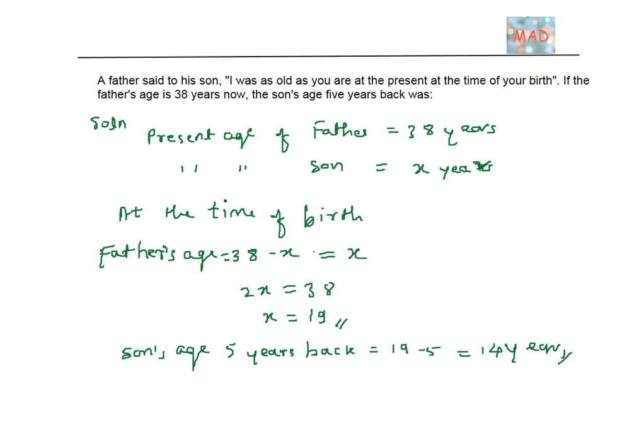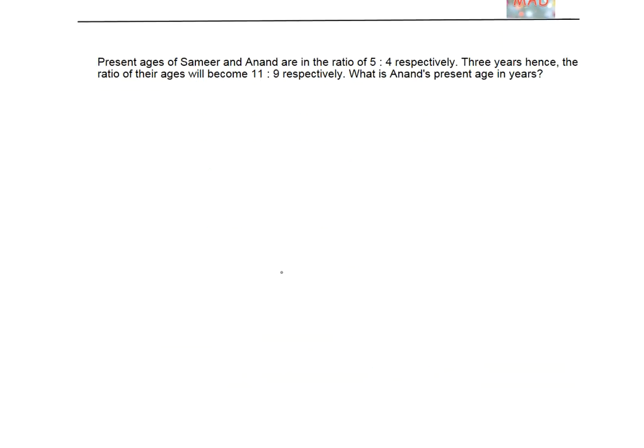Now we will go to the next question here. The present ages of Samir and Anand are in the ratio of 5:4 respectively. 3 years hence the ratio of their ages will become 11:9 respectively. What is Anand's present age in years? So let us solve this problem.